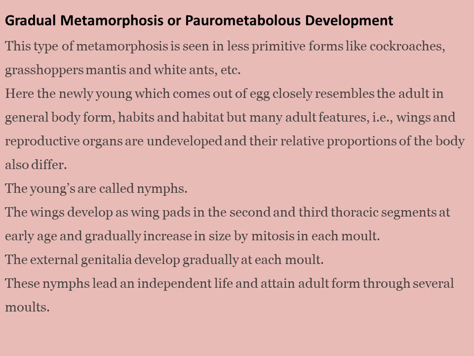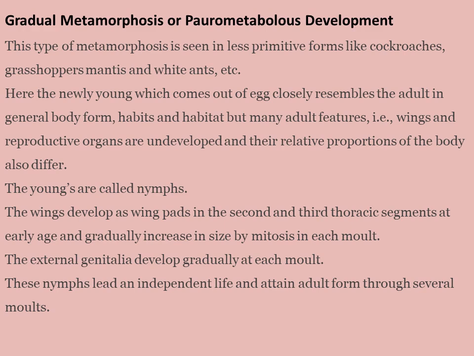The wings develop as wing pads in the second and third thoracic segments at an early stage and gradually increase in size by mitosis in each moult. So the wing development is an additional characteristic in this type of metamorphosis as compared to the previous one.